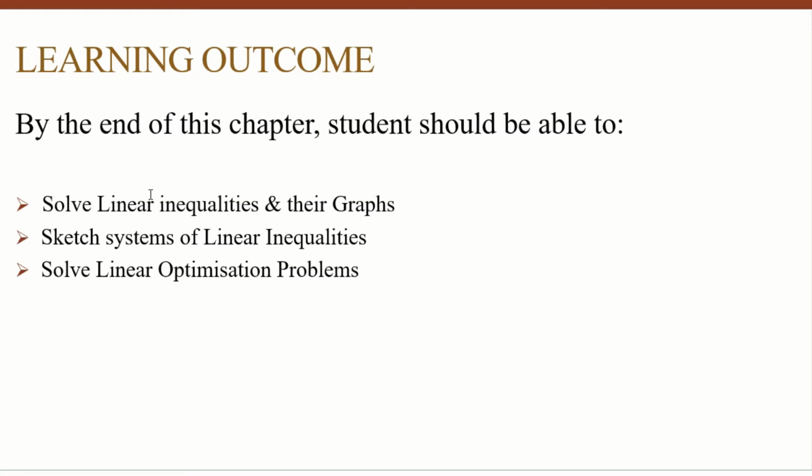Secondly, you should be able to sketch a few lines and shade the region that you want. An inequality means it's not on the line anymore, it's around the line, it's above or below the line, or it's left or right, it's up or down. So you must be able to sketch. Solving linear optimization problems is what we're going to do in the next video.